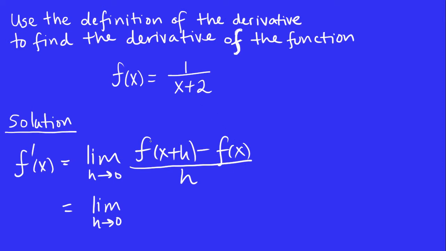But how about f of x plus h? What should we put in place of that? Well, I like to think of it as f of anything is 1 over that thing plus 2. For some reason, we're going to be doing x plus h. So let's put x plus h in there. Wherever I see a copy of x, I'm just going to replace it by x plus h. When I do that, it's going to become 1 over x plus h plus 2. So that's easy. And like we said, f of x is just 1 over x plus 2. And it's all over h.